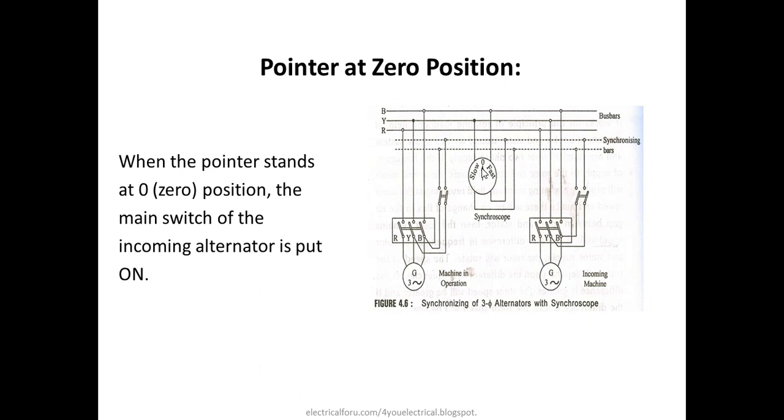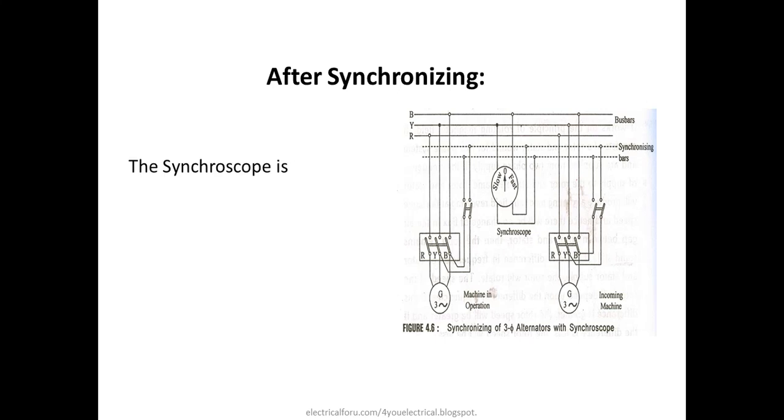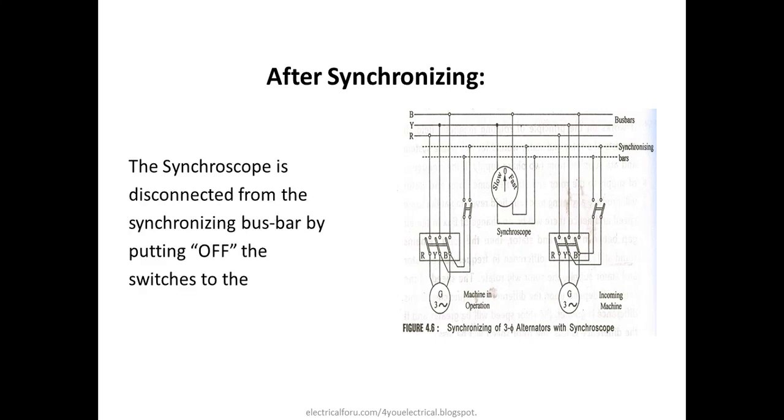If one of the frequencies changes, it depends on the supply frequency. If it increases, it will show fast. If the supply frequency decreases, it will move in the anti-clockwise direction. The main thing that happens in the Synchroscope is that only two phases are connected, while the other connection is on three phases. After synchronization, the Synchroscope is disconnected from the synchronization bus bar by putting off the Synchroscope switches.